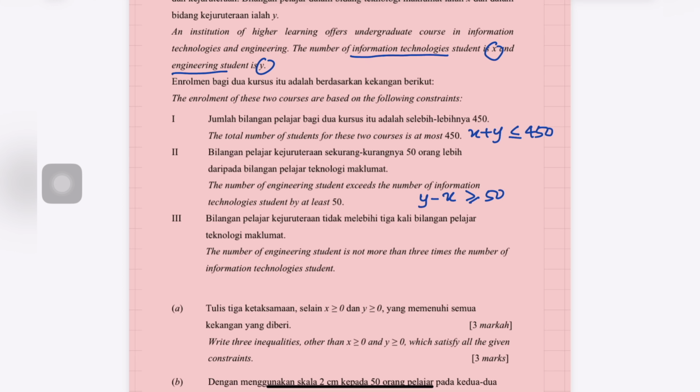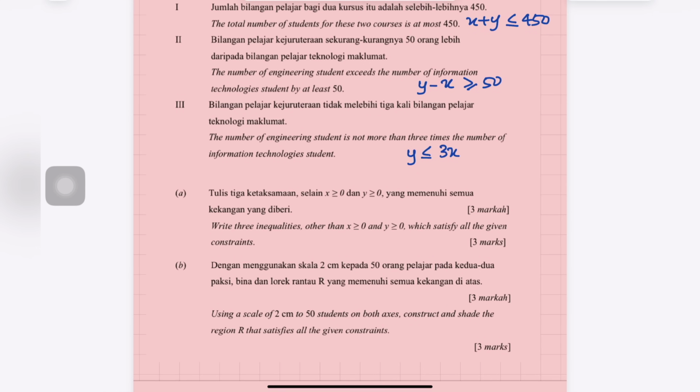Okay, then the third one, the number of engineering student is not more, so Y, not more, so less or equals 3 times number of information technology students. So Y less or equals than 3X. Okay. B, using a scale of 2 cm to 50 students on both axes, construct and shade the region R that satisfy all the given constraints.